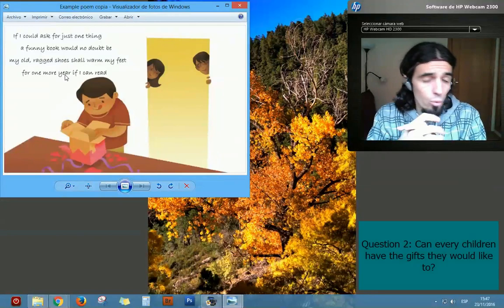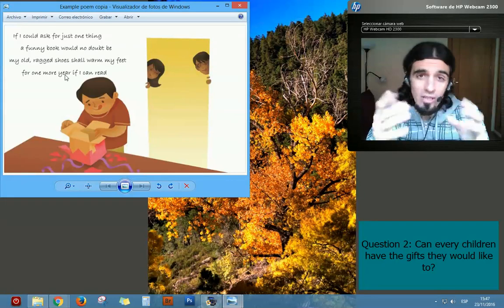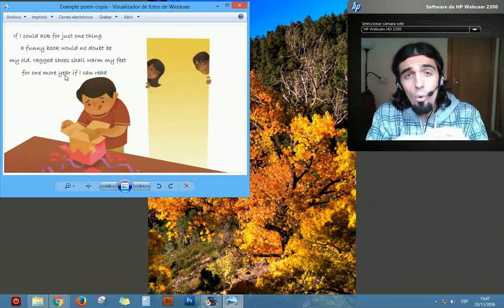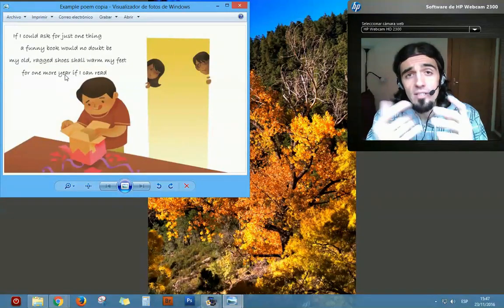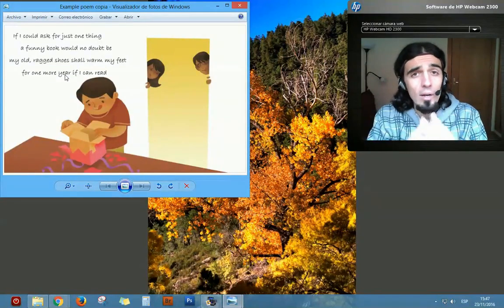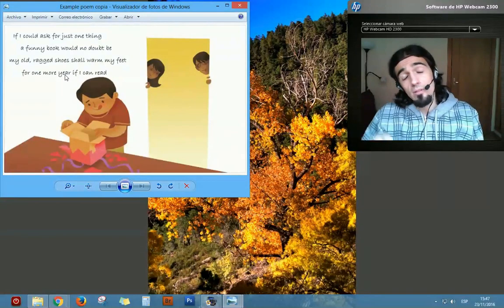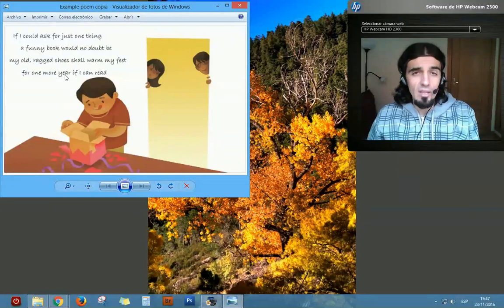Then the second question will be, can every child in the world have all the gifts they would like to have? Obviously, the answer to that question is no. And if not, why can't they have all these gifts, right? So in this case, the question is meant to have the students thinking about inequality, about how we have so many things, and there are children all over the world who have so few things.